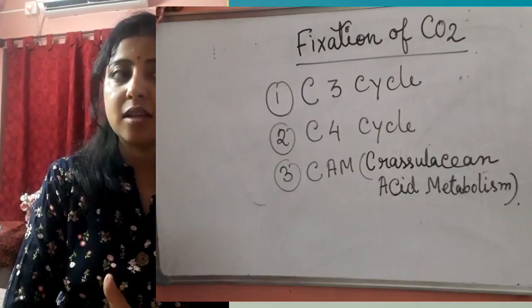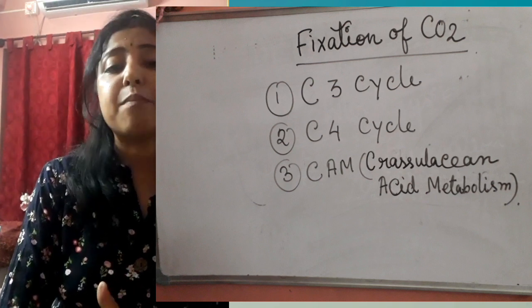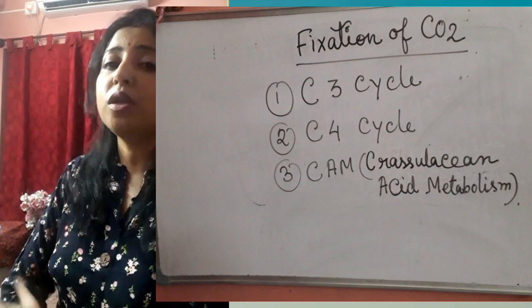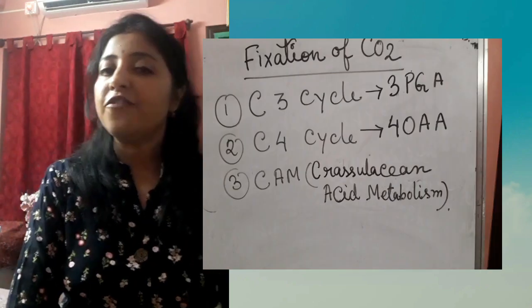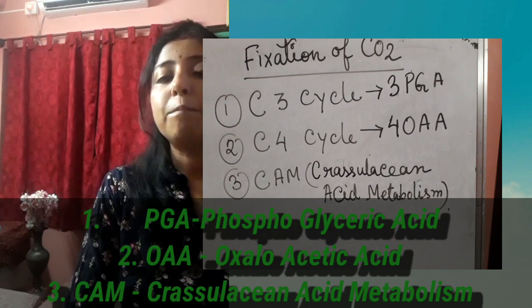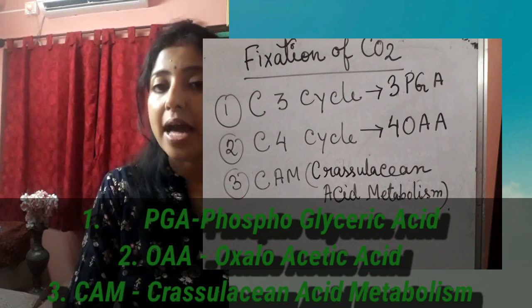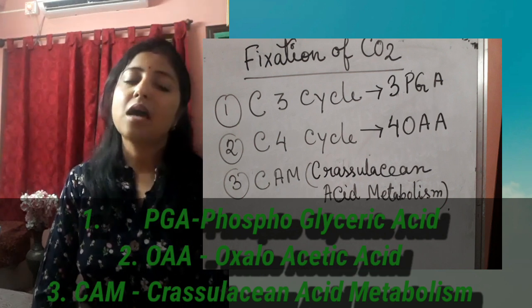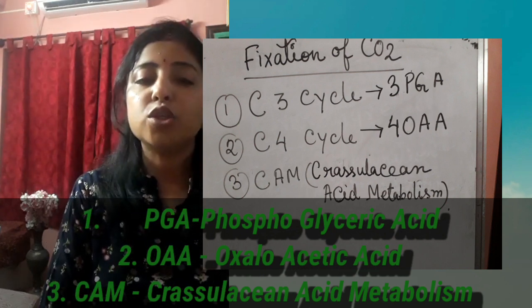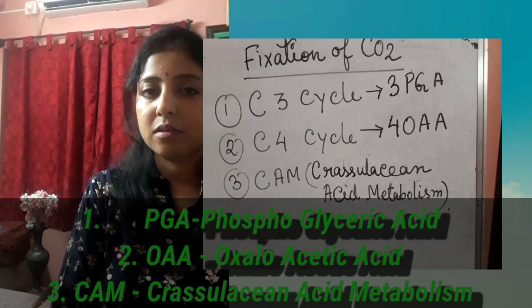Fixation of carbon dioxide in this phase happens in different ways. Not only the C3 cycle, but also the C4 cycle, and another is the Crassulacean acid metabolism process. Clear? In the C3 cycle, the first stable compound is PGA, that means phosphoglyceric acid, and one substrate is needed, that is RuBP or ribulose 1,5-bisphosphate.